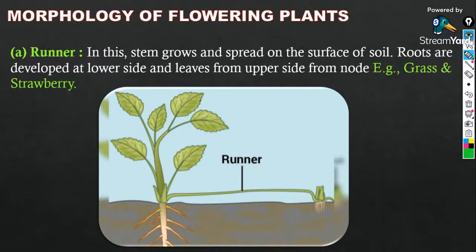Clear? So what is a runner, guys? It is a stem modification, a subaerial stem modification, which spreads on the surface of the soil. Roots are developed at the lower side and leaves from the upper side of the node. Done, everybody?